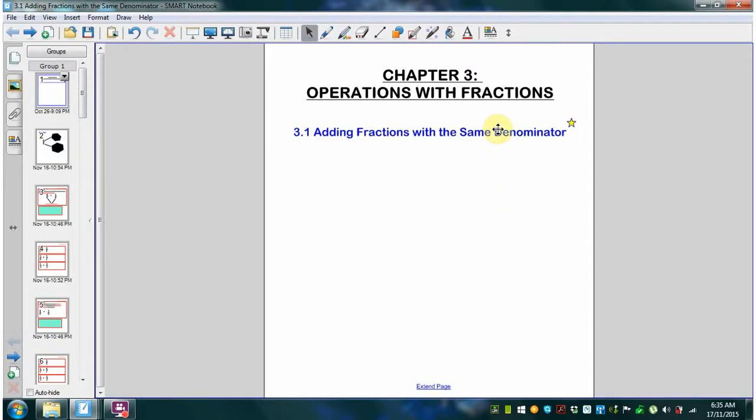Hello guys, today we're going to do section 3.1, adding fractions with the same denominator. So take a second and write down this title here to keep your notes nice and organized, and then we'll get started.